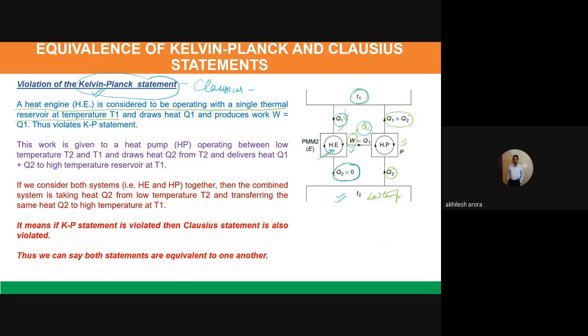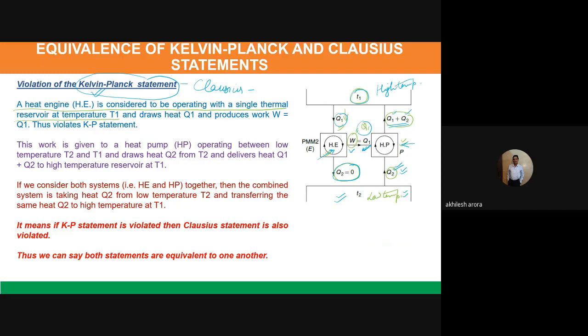Now this Q1 is fed to a heat pump, and you know the function of the heat pump is to take out the heat Q2 from the low temperature reservoir, and it will be throwing total heat equal to Q1 plus Q2, because Q1 is the energy which enters into the heat pump, and Q2 is the energy which also enters into the heat pump. So the total energy which is leaving is equal to Q1 plus Q2, and it is thrown to the high temperature reservoir. So this is the high temperature reservoir.